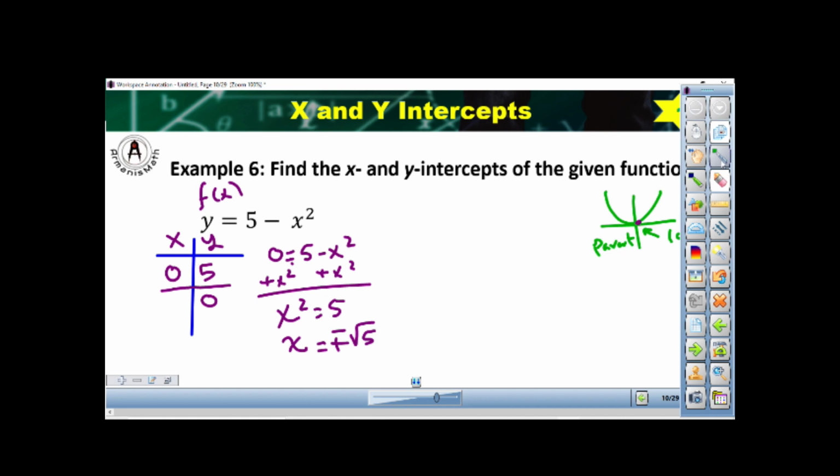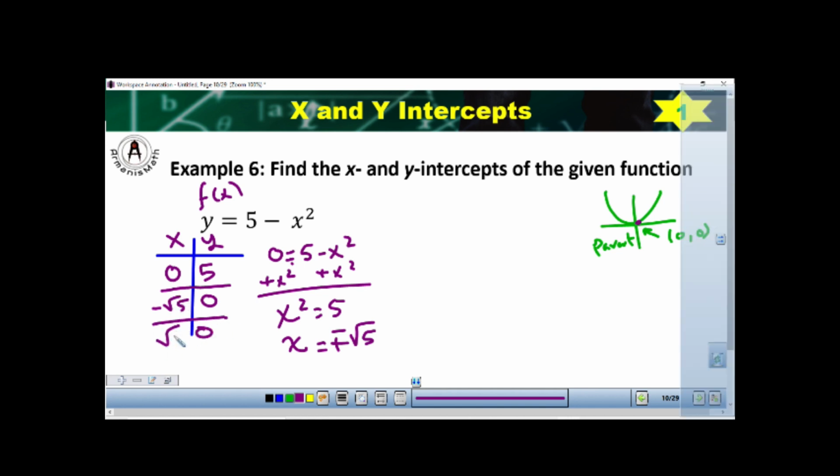I don't have a calculator. I do not want to use a calculator. But I know it's below 3 and it's above 2, and leaning more towards the 2. So that's how I'm going to leave it. I'm not going to bother with it. So it's going to be negative square root of 5. And also, positive square root of 5. So 2 values for this guy here.